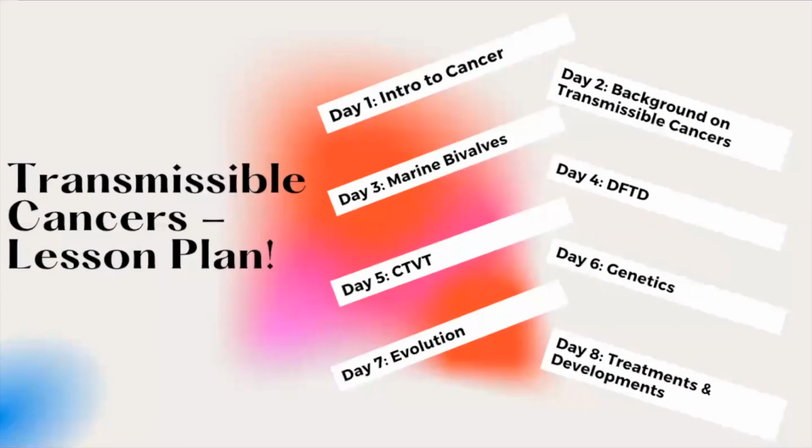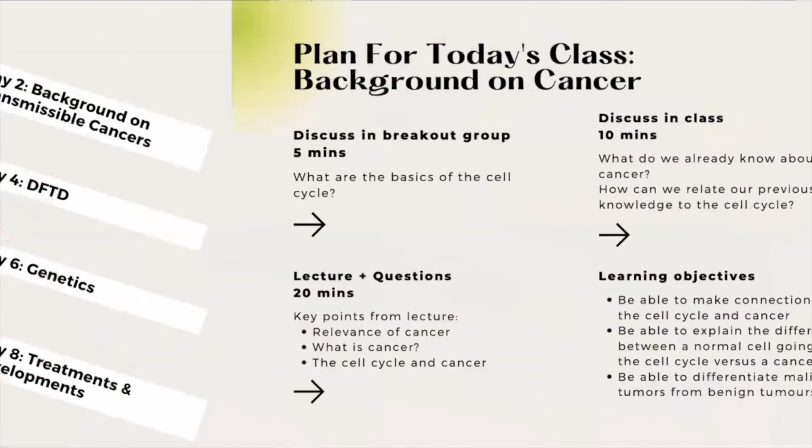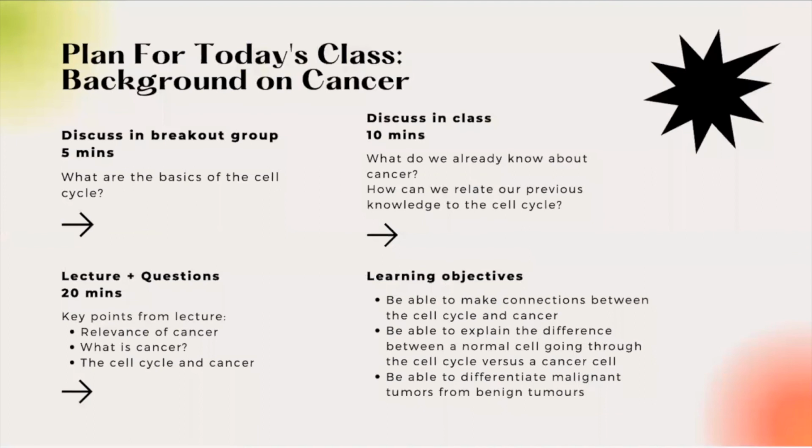For the additional portion of our project, we've developed an 8-day lesson plan to educate students about transmissible cancers. This class, the first one, will focus on cancer in general. Students will have a short discussion in breakout rooms about the basics of the cell cycle, and will then have a class-wide discussion on what they know about cancer and how we can relate this previous knowledge to the cell cycle. There will then be a short lecture focusing on the relevance of cancer, what cancer is, and the cell cycle and cancer.